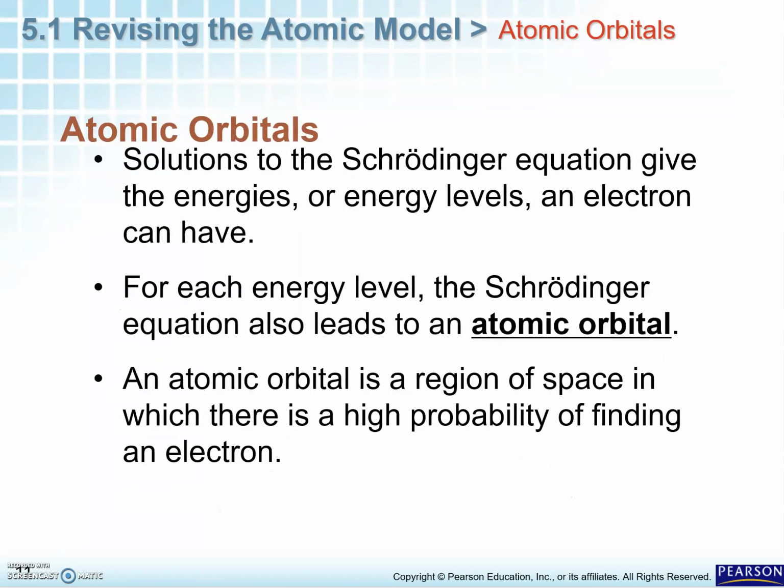So some solutions that Schrödinger gave were to show the energy levels an electron can have. So for each energy level, Schrödinger created an equation, which you will never have to know, which leads to an atomic orbital. And an atomic orbital is simply a region of space where you're most likely to find an electron.